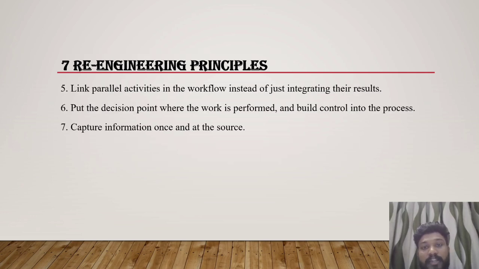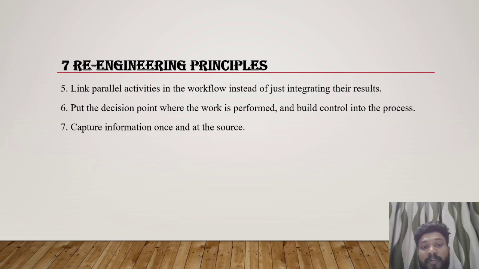Continuing with the re-engineering principles, the fifth one is link parallel activities in the workflow instead of just integrating their results. In this principle, we have to ensure that the tasks being done at the same time are connected to each other rather than just combining their outcomes later. In this process, the tasks are done at the same time rather than the results being completed after the completion of each task. We have to ensure that the tasks are being done at the same time.